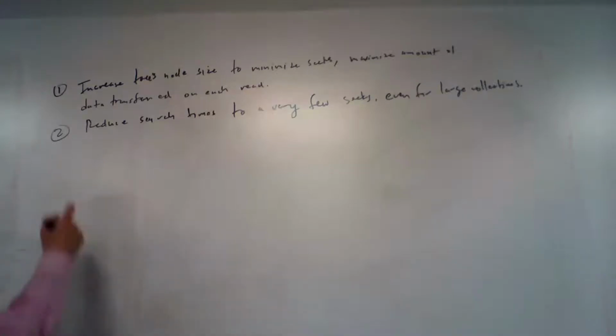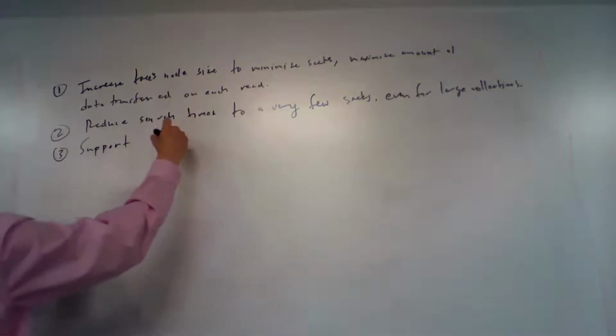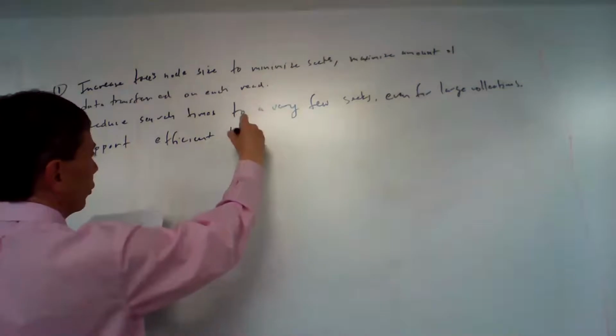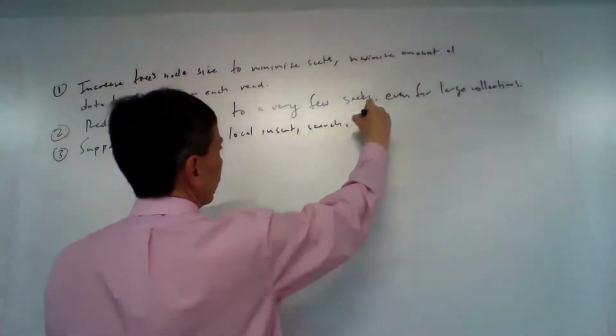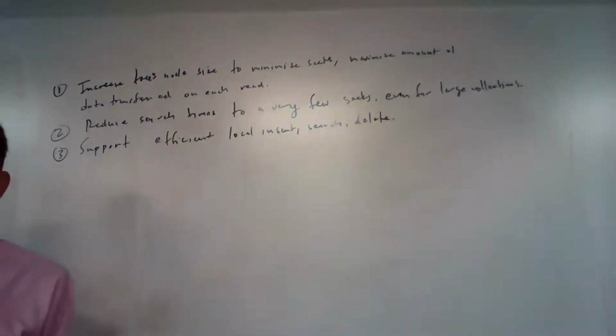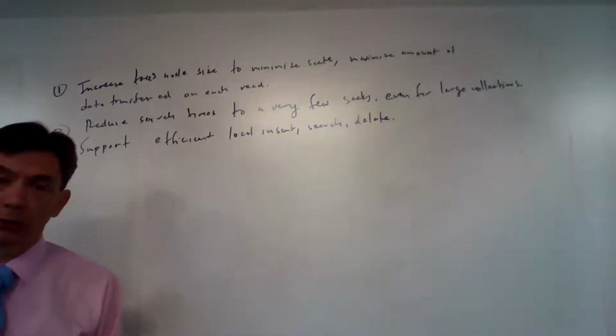And then number 3 is that we have to support efficient insertion, search, and deletion. Local insertion, search, and deletion. And so that's that standard idea that it's not enough just to allow for efficient search. If there's not efficient ways to actually create the initial collection and keep the collection up to date dynamically, then the algorithm is not practically useful. Okay.